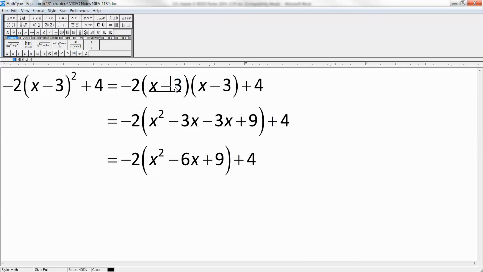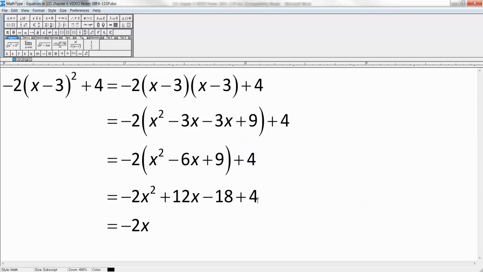1 times 3 is 3, times 2 you get 6, right? Because this was a perfect square trinomial right in here. All right, then now I'm going to distribute. That's negative 2x squared plus 12x minus 18, because you've got to distribute that negative, plus 4, because you still have this plus 4 sitting out there.